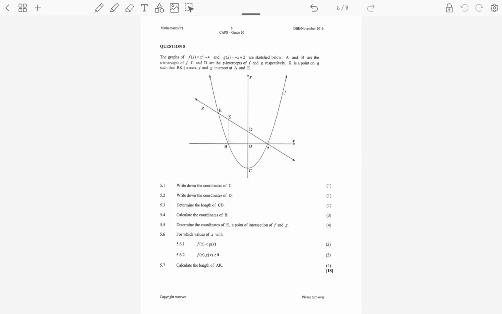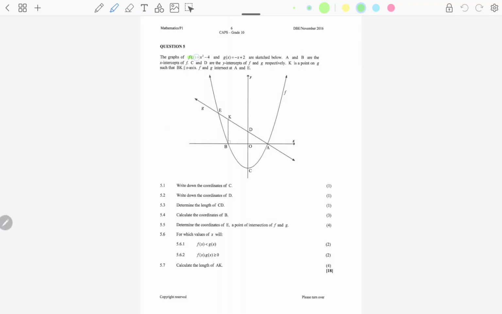A and B are the x-intercepts of f, C and D are the y-intercepts of f and g respectively, and K is the point on g such that BK is parallel to the x-axis. f and g intersect at A and E. Okay, that's a lot of info. In order to tackle this question, I first like to break everything out and color coordinate everything.